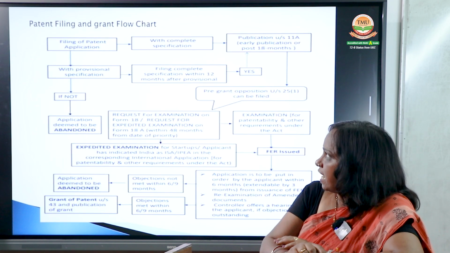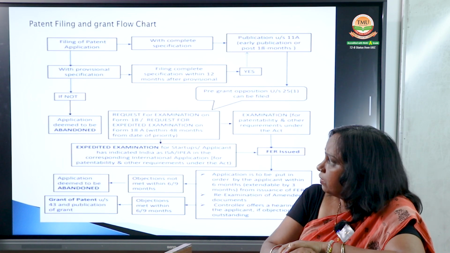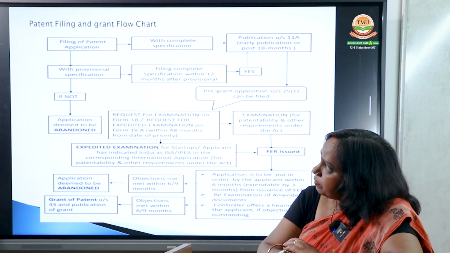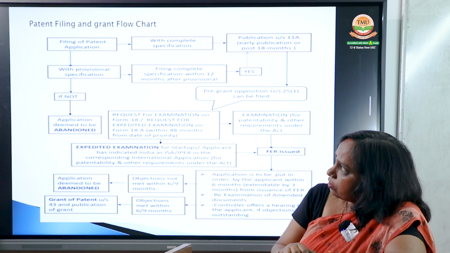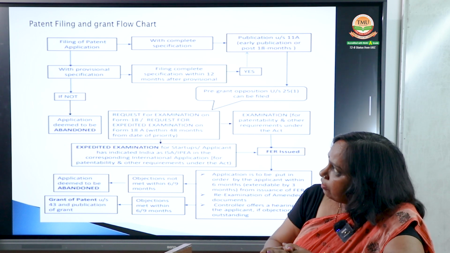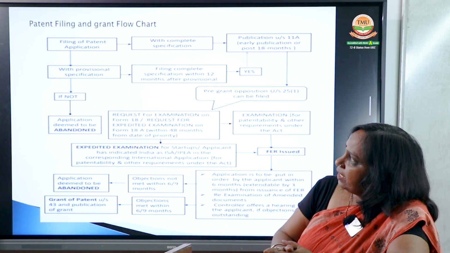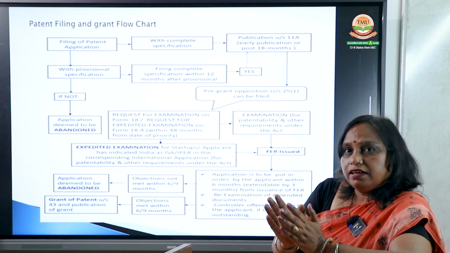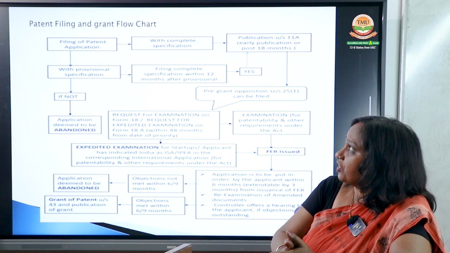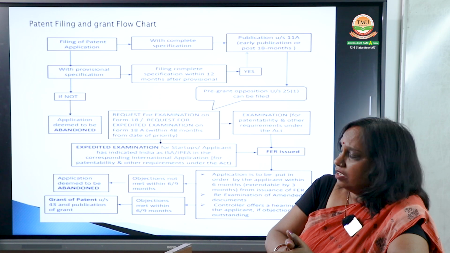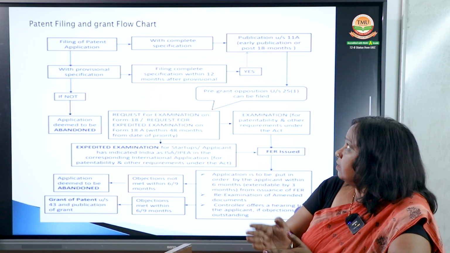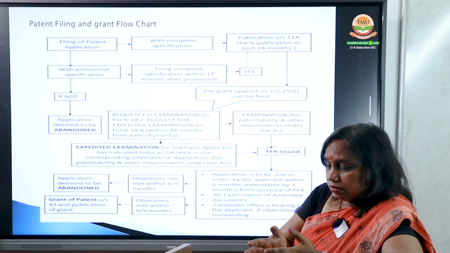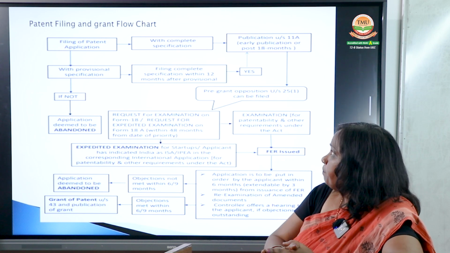See friends, here is the flow diagram for the grant of patent. So what is the first step? First, we can see that the first step is the filing of the patent. Then what happens? Along with that, you have to file the patent specification, the complete specification, and then publication will be done after the specification is submitted.